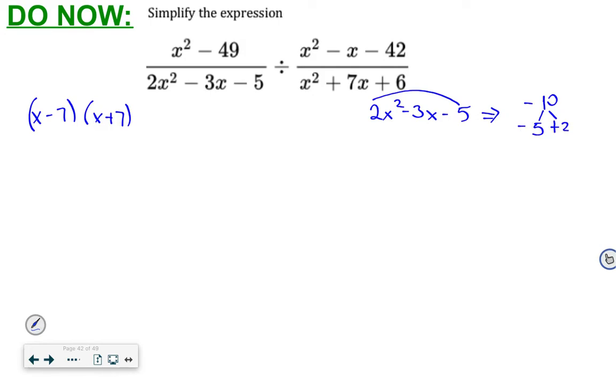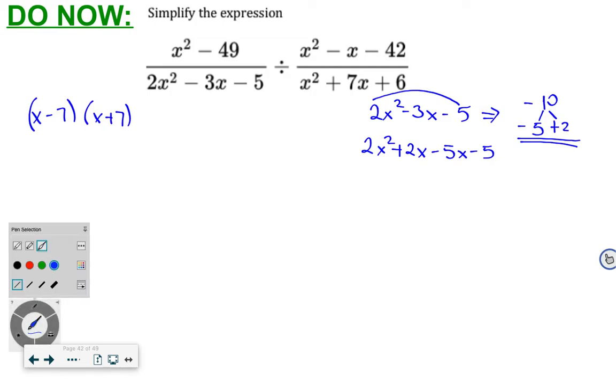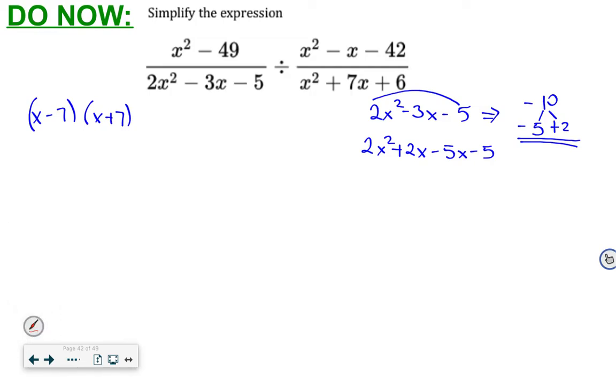So negative 5 times 2 is negative 10, and when you add them up, it is equal to negative 3. After that, we need to rewrite the expression according to my factors: 2x squared plus 2x minus 5x minus 5. After that, I am going to use the grouping method. If you group it, what is the greatest common factor in the first parenthesis? It is 2x. Then you will get the expression x plus 1.